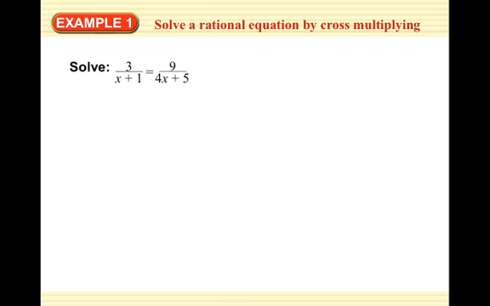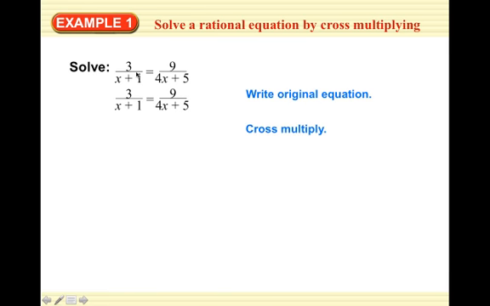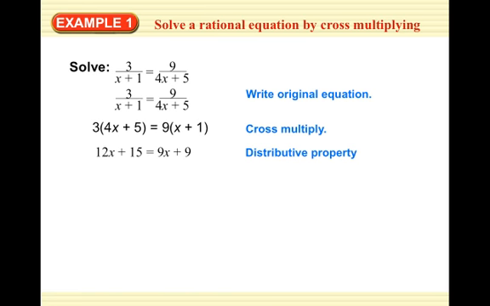All right, so for example 1, we've got 3 over x plus 1 equals 9 over 4x plus 5, so we have one rational expression equals another one, and so we can cross multiply. So of course you write the original equation and then you go ahead and cross multiply, and so we get 3 times 4x plus 5 and 9 times x plus 1. We're going to distribute, and that'll give us 12x plus 15 equals 9x plus 9. Okay, we're going to subtract 9x from both sides to get 3x plus 15 equals 9.